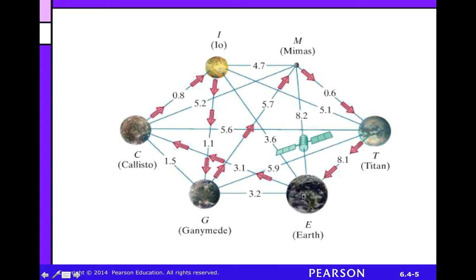So we get this path that I just described, from E to C, that was the cheapest, then to I, then down to G, then up to M, then over to T, and back to E. So this is the route that the nearest neighbor algorithm will give you.